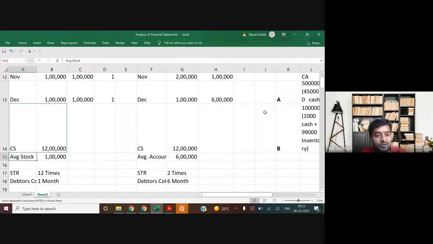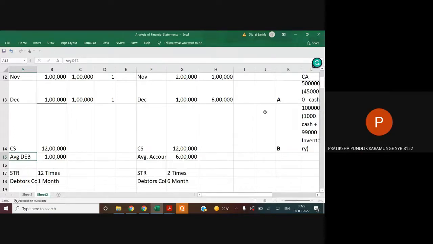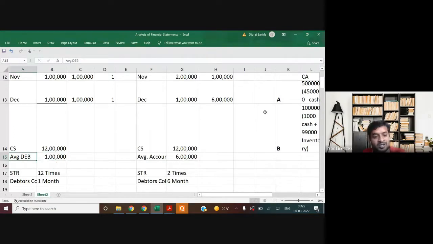Now you tell me here, which figure will you consider? The opening balance of debtor, or the closing balance of debtor, or average debtor? Average debtor. It is better to consider always average. जर ओपनिंग का घेतलं तर क्लोजिंग का नाही घेतलं, आणि क्लोजिंग बॅलन्स कन्सिडर केला तर वाय नॉट ओपनिंग बॅलन्स, देन गो फॉर ॲव्हरेज. बरोबर ना?